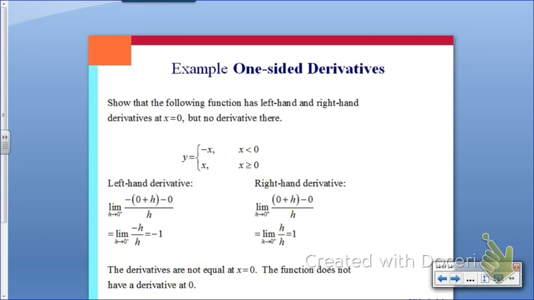Here's another example. This is how we defined our absolute value function in calculus. Negative x and positive x. Again, we know that the slope of negative x is always negative 1. The slope of positive x is always a positive 1. So the limit from the right does not equal the limit from the left. Therefore, it does not have a derivative at 0.